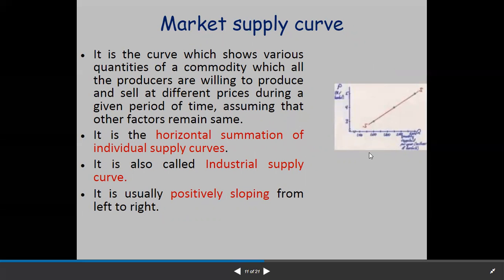It is a curve which shows the various quantities of a commodity which all the producers are willing to produce for sale at different prices during the given period of time, assuming that other factors remain the same. It is a horizontal summation of the individual supply curves. It is also called the industry supply curve, and it is usually positively sloping from left to right.